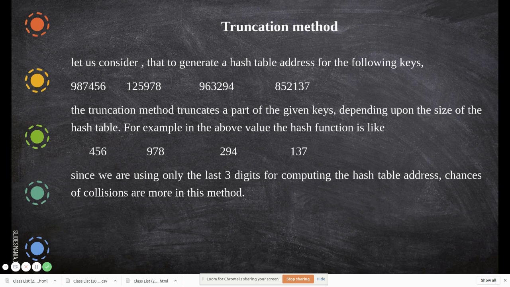This has 1, 2, 3, 4, 5, 6, so 6 digits are there. Whereas I want to store only 100 employees' data. Maybe this is an employee number, but I have to store only 100 employees. Normally, if you store by employee number, you have to start from 000000, that is 6 zeros, up to 999999. In between, I am going to store only these employee numbers.